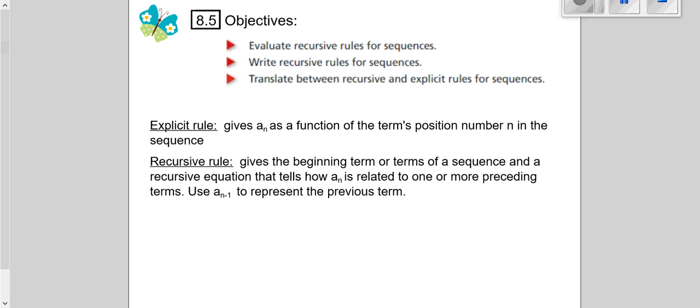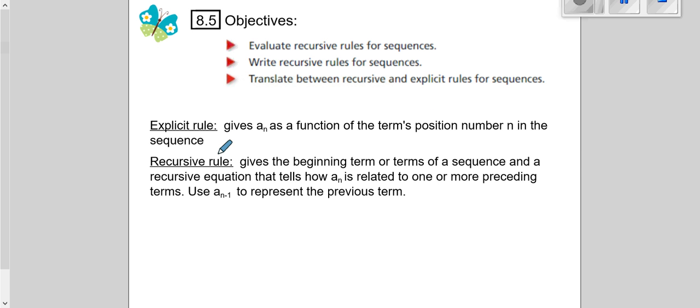This is lesson 8.5. The objectives: evaluate recursive rules for sequences, write recursive rules for sequences, translate between recursive and explicit rules for sequences. The rules we were writing earlier in the chapter, those are actually called explicit rules. An explicit rule gives a sub n as a function of the term's position number n in the sequence.